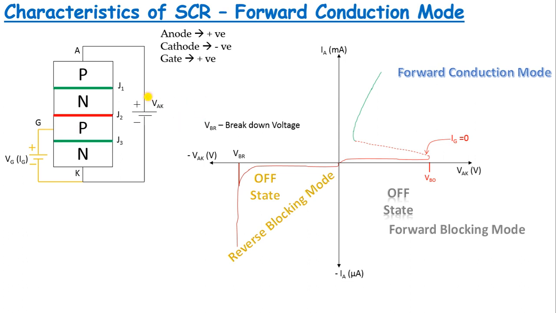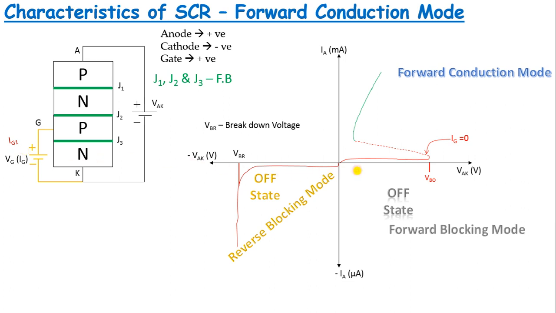With this setup, we know that the junctions J1 and J3 are forward biased, whereas junction J2 is reverse biased, because we connected anode to positive and cathode to negative. But by applying a suitable positive gate voltage to this p-type material, we can bring the junction J2 to forward bias condition. At this condition, all three junctions J1, J2 and J3 are under forward bias condition. So the current corresponding to the current VG voltage is IG1.